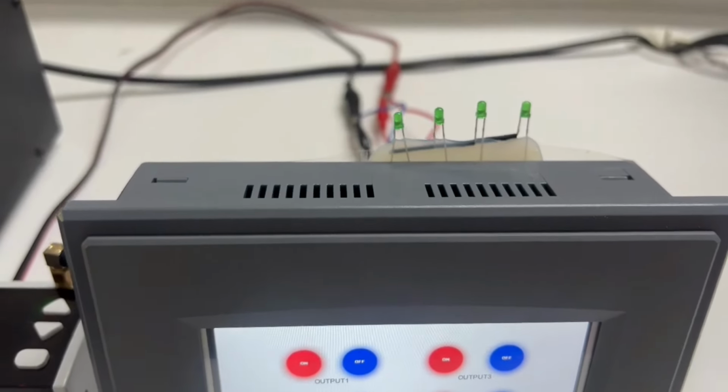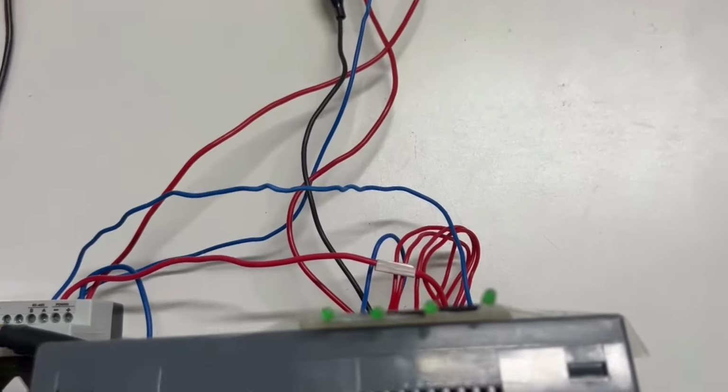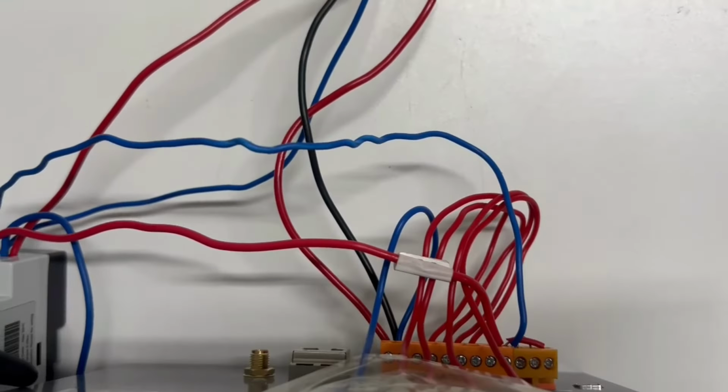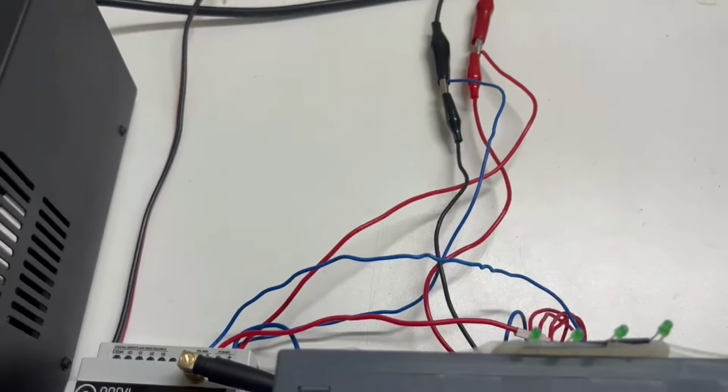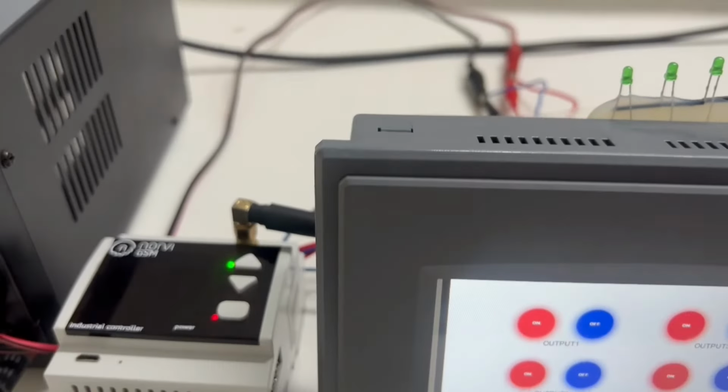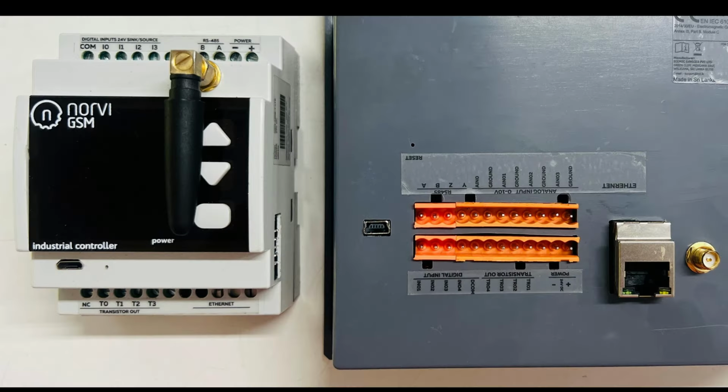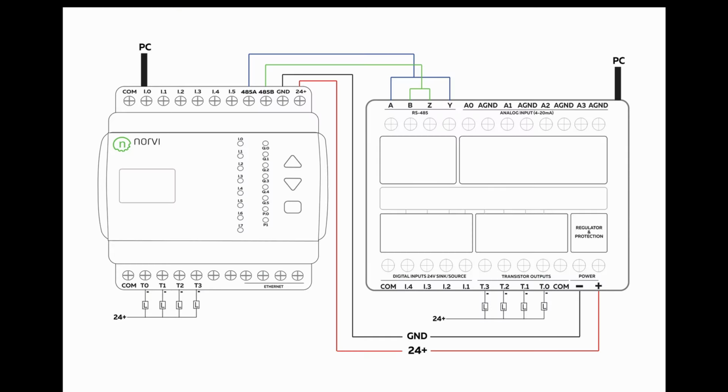For the wiring, we need to connect the NORVI device RS485 A and B pins with the NORVI ESP32 HMI RS485 terminals. NORVI ESP32 HMI has a 4-wire RS485 connection, so it has terminals A, B, Y and Z. You have to connect Y to A and Z to B. Then A and B should be connected to the RS485 A and B terminals of the slave device. 24 V DC should be supplied to both devices.